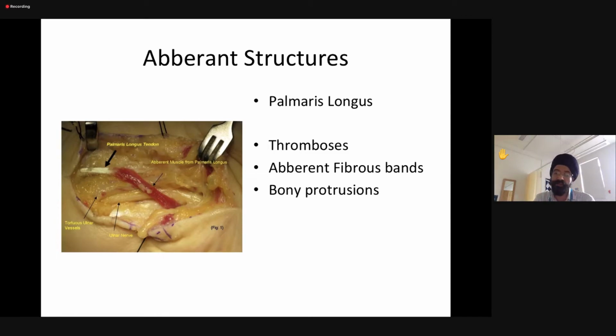Guyon's canal is host to a nexus of nervous and vascular tissue, and the surgeon should be mindful of all of these and deal with them, especially these aberrant fibrous bands or aberrant muscular structures which can cause compression to the ulnar nerve.